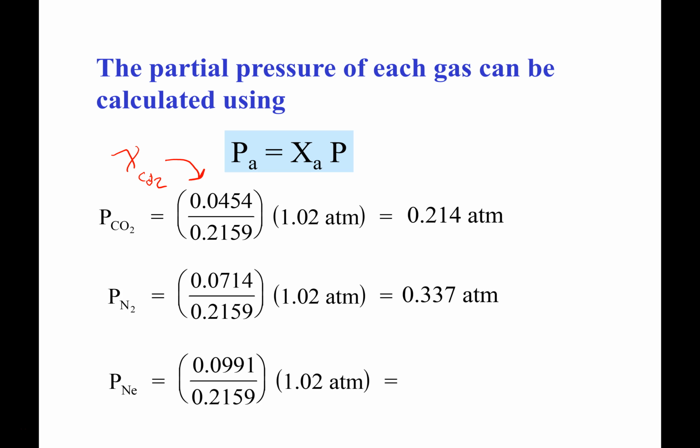So for neon, we would take the number of moles of neon, which was 0.0991, divided by the total number of moles, 0.2159, times the total pressure, 1.02 atmospheres, again 3 sig figs, so you're looking at 0.468 atmospheres. One reason you wouldn't want to take 1.02 minus these two to get this one is you lose a little bit of information, limited to just 2 decimals for that.